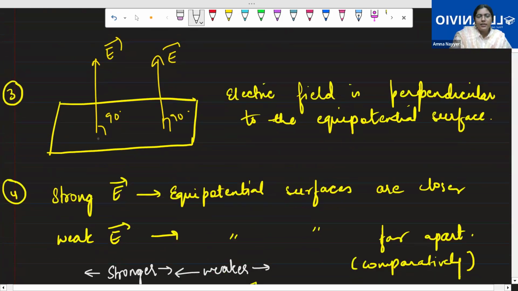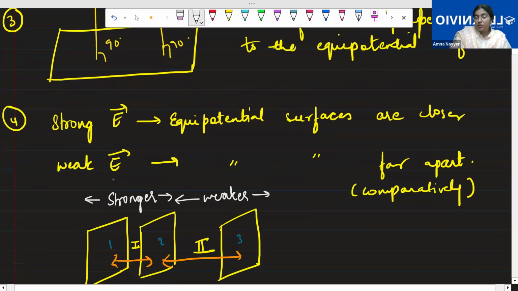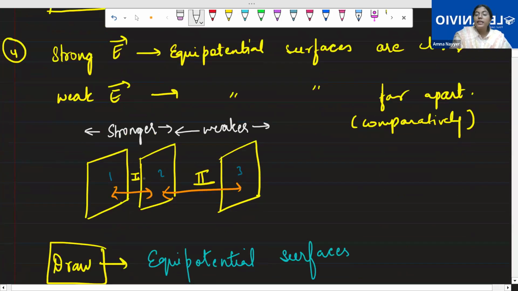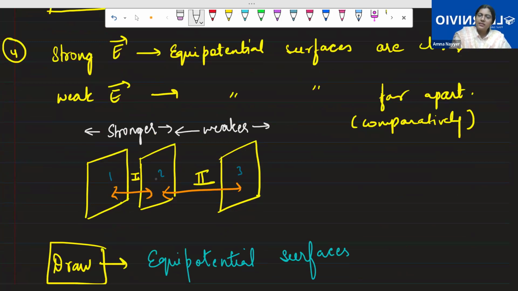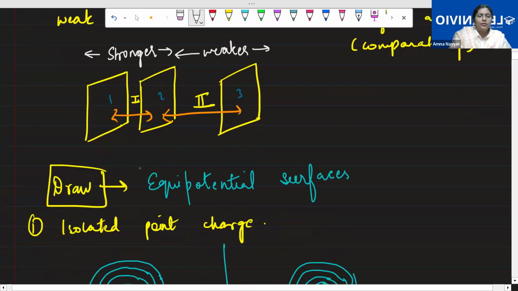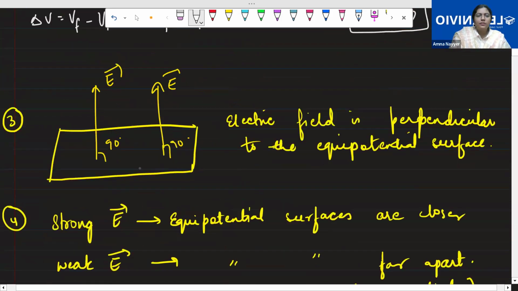I'll discuss this. Wherever the electric field is stronger, the equipotential surfaces are located closer to each other. Wherever there is a gap between the surfaces, the electric field is weaker there. So weaker electric field, gaps between the equipotential surfaces; stronger electric field, fewer gaps between the equipotential surfaces. This is valid for electric field lines also. Wherever the lines are closer, stronger electric field. Wherever the lines have a gap, weaker electric field. Okay, drawing equipotential surface.